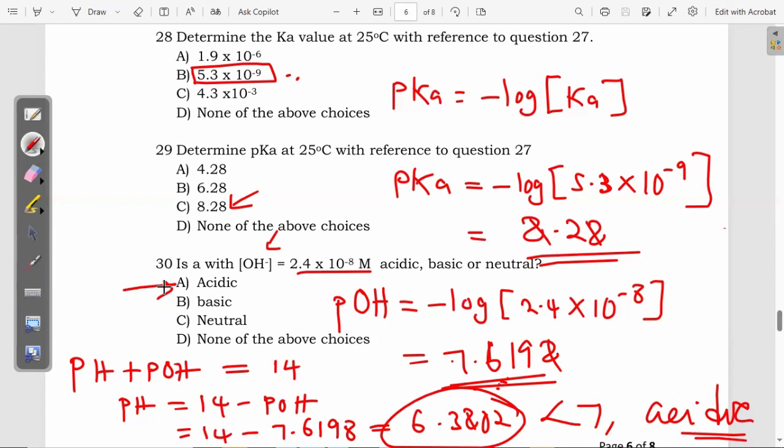Any questions there? It means we are done with section A. We're done with section A. So we can now go to section B. But any questions from section A?